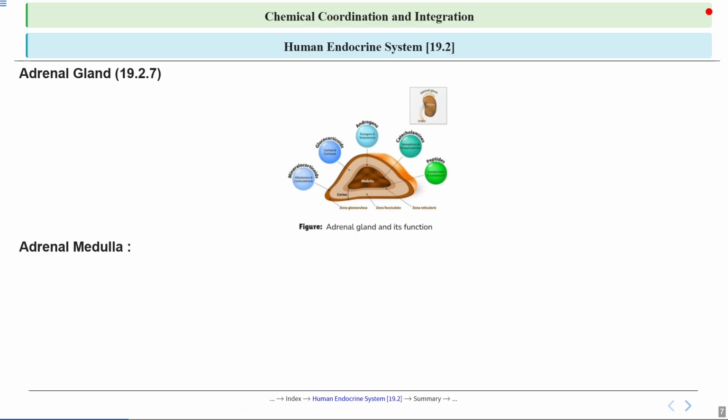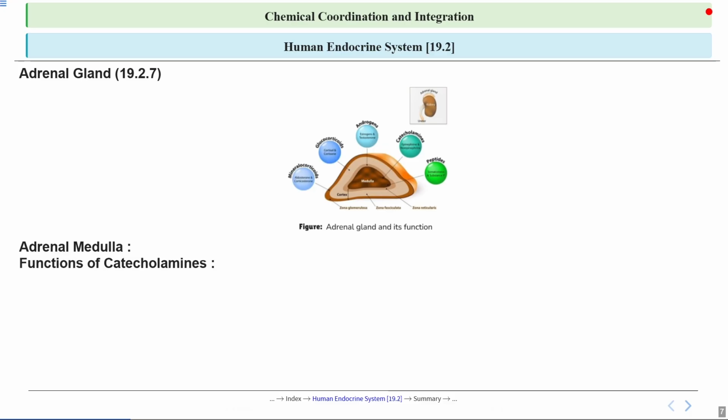The adrenal medulla, we have just discussed, is the inner part of the adrenal gland located above the kidneys. It produces and releases hormones like adrenaline, which we call epinephrine, and norepinephrine in response to stress or danger. It helps the body prepare for the fight or flight reaction by increasing heart rate, blood pressure, and energy levels.